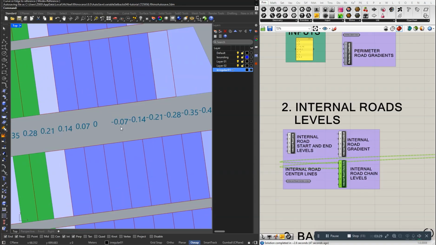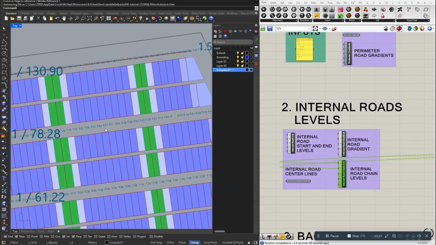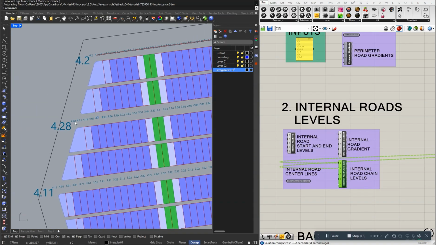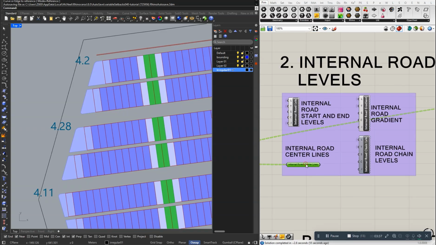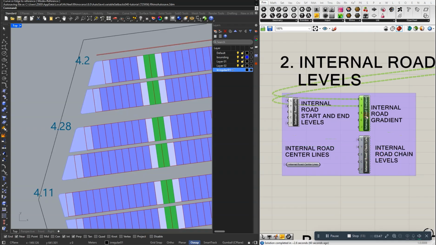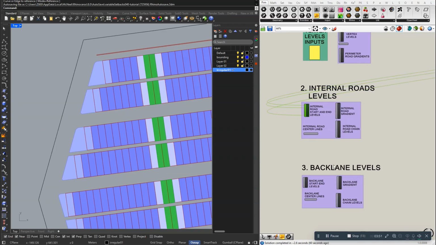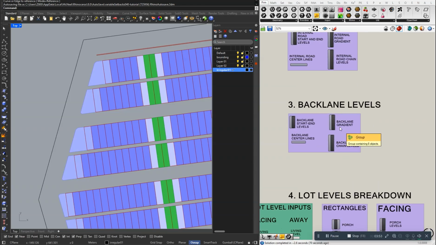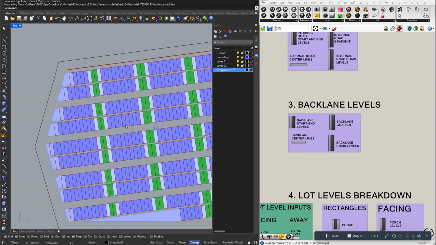So you have to zoom in a bit. So this is supplementary information. So I'll turn this off. There's also a center road line just for visual aid. There are no inputs for this section. This is meant for display only. Turn this off and we'll go to backlane levels.